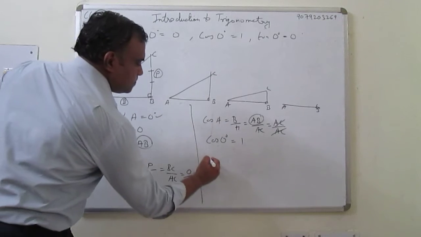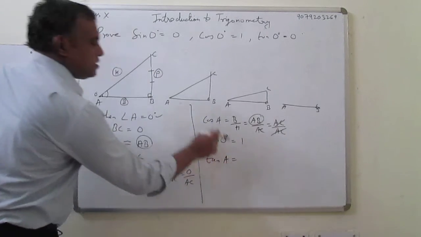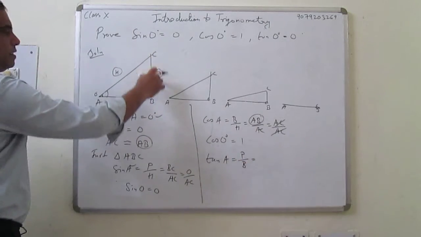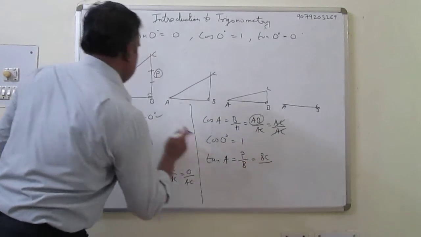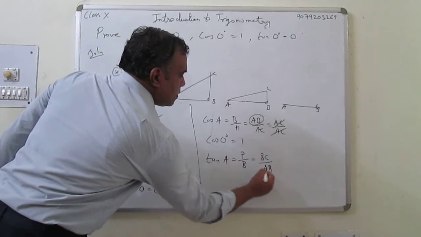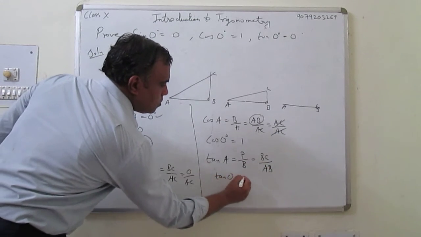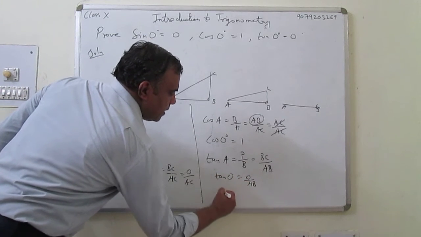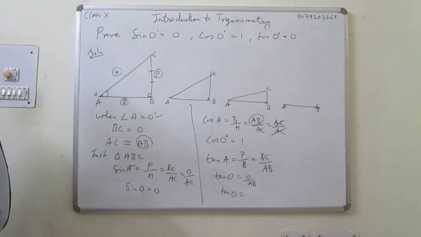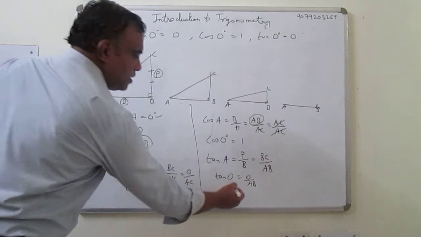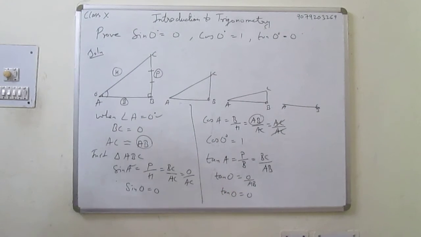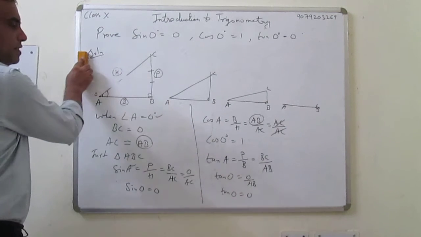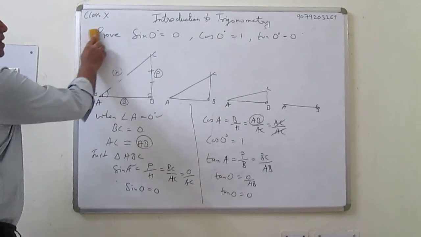Now tan 0. For tan 0, first I write tan A. What is tan A? Formula P upon B. What is P? BC upon AB. If I take A as 0, what is BC? If A is 0, then BC is 0 upon AB. It means tan 0 is 0. Now we prove it for 90 degrees.